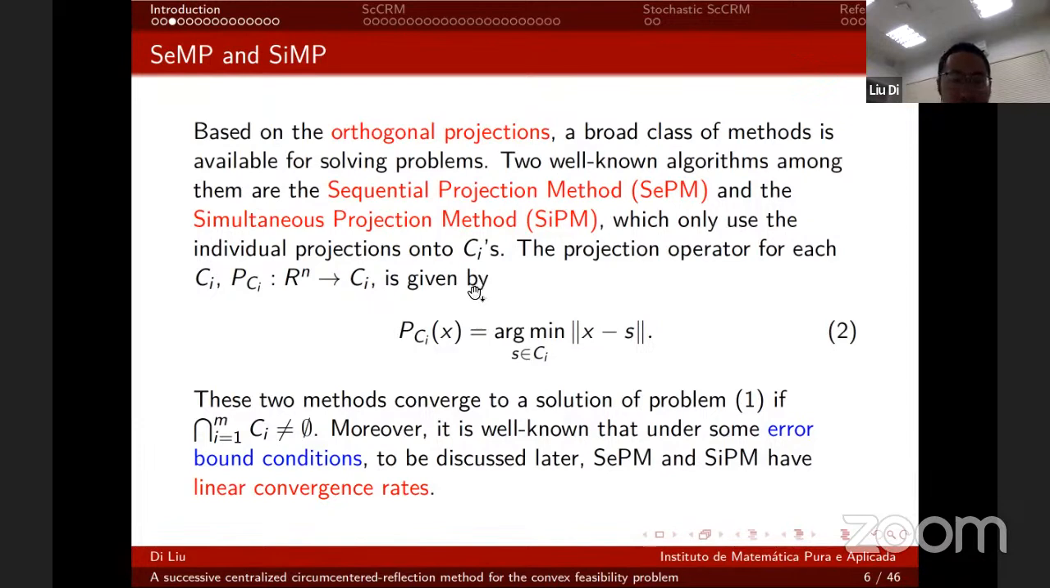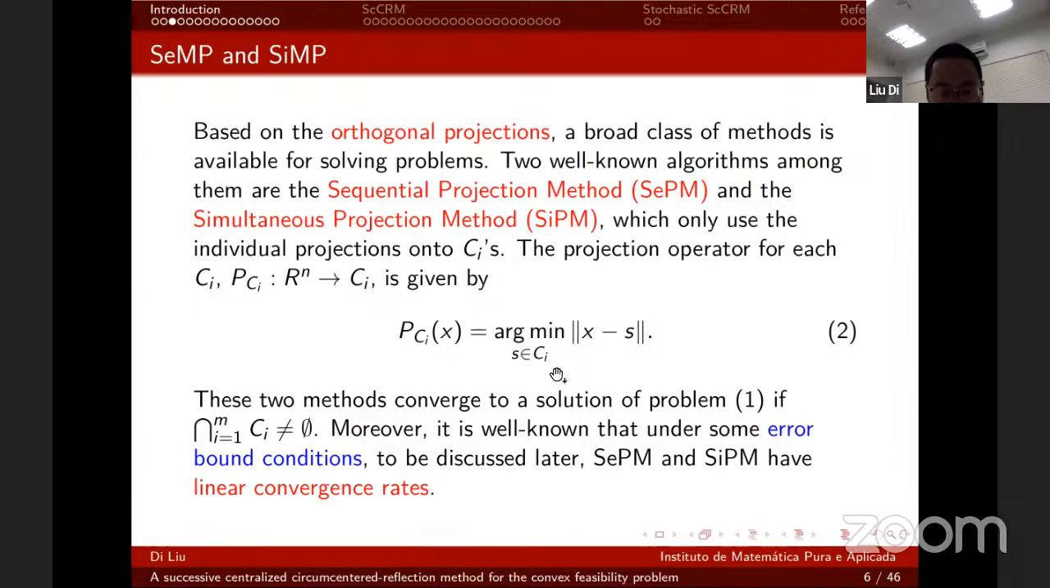No matter what kind of method we use here, we are based on the orthogonal projection, which is defined by the minimum of the distance function. As long as the set Ci is closed and convex, this optimization problem has a unique solution. You can always find the unique projection of any point, no matter whether it's inside or outside of the set.